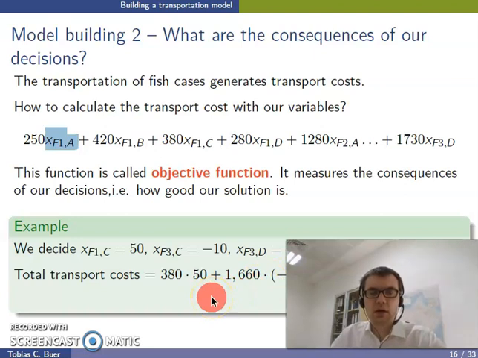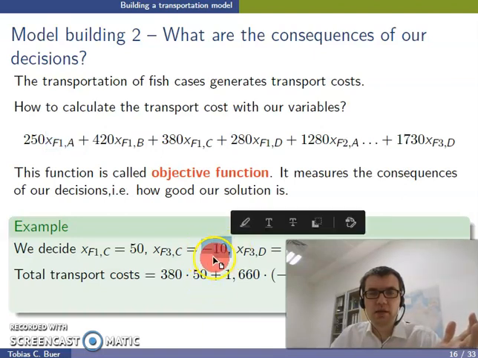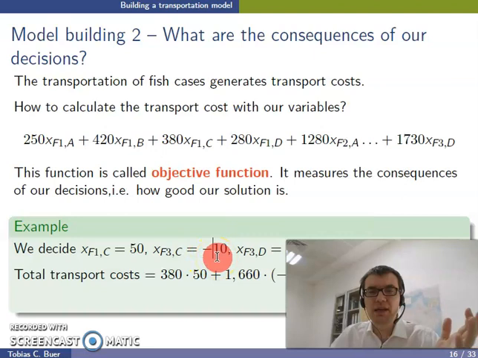Now, of course, most of you will have stumbled about this thing, minus 10 cases. Does it make sense to transport minus 10 cases of fish? What would be the interpretation of this? On the other hand, you easily see in total we only transport 70 cases, so that means many of our retail customers of our warehouses do not get the number of cases they actually demand.